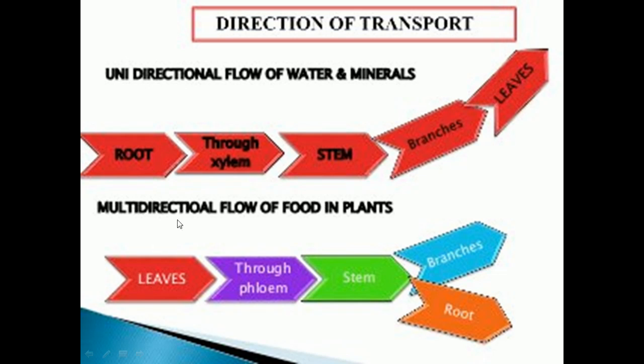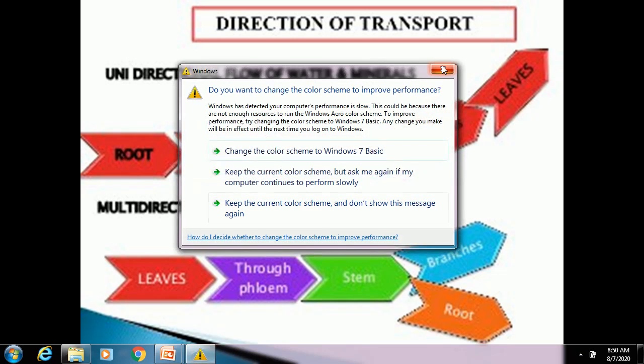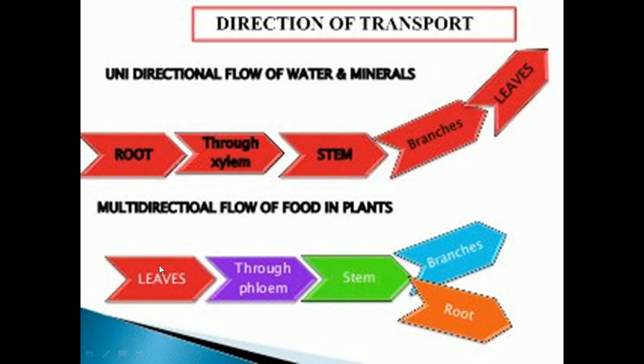The next one is the multidirectional flow of food in plants. How? You know that food can only be prepared in the leaves, because the leaf is the kitchen of the plant, the food factory of the plant, where food is prepared for the plant. From the leaf the food is taken through phloem to the stem. From the stem it is transported to the branches and root of the plant. So we can see a multidirectional flow of food in plants, which is done with the help of phloem tissue.